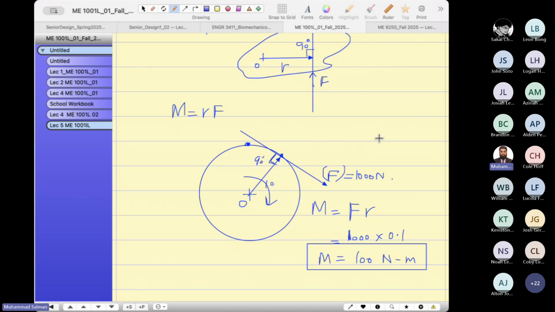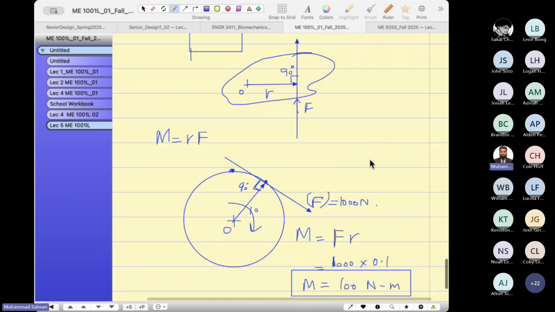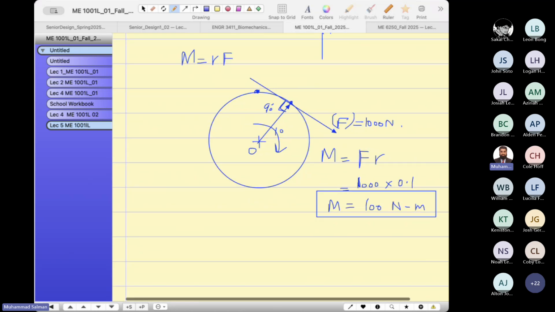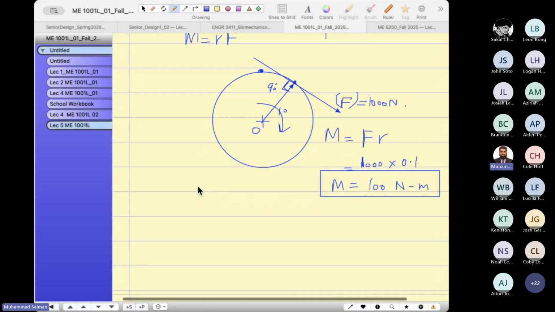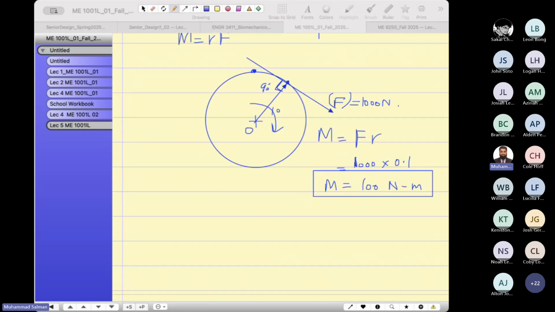Please type in yes if you understood the theory of the moment, then I will move forward to the next topic. Zaya says yes. Sahil says yes. I'm glad you guys have understood. So let me show you one more thing here: how you are going to solve by another method. The moment of this force can be found using the components.